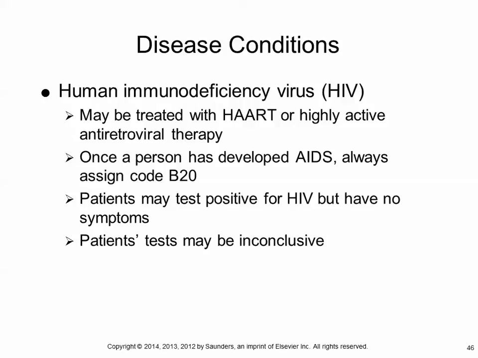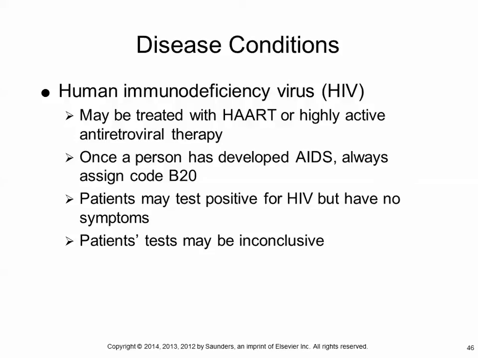You may come across a situation where you have a patient who is testing positive for HIV, but they show absolutely no signs, they have no symptoms, they're completely healthy. In that case, you would put a status code of Z21 on that patient's record. If you have a patient's test come back as inconclusive, which does happen, then the code R75 would be the code that you put on.